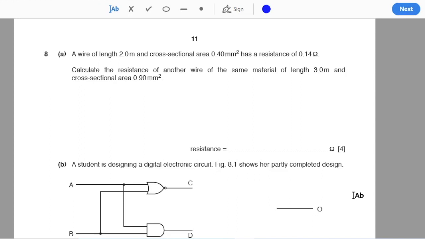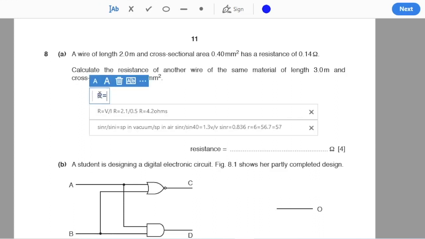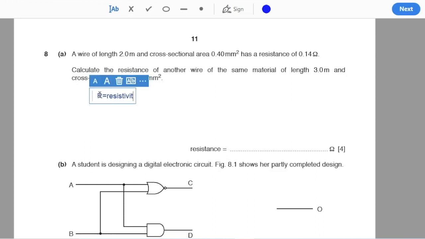Question number 8, part A. A wire of length 2 meters and cross-sectional area 0.4 millimeters square has a resistance of 0.14 ohms. Calculate the resistance of another wire of the same material of length 3 meters and cross-sectional area 0.9 millimeters square. So the formula related to this question is resistance equals resistivity multiplied by the length, and that is divided by the cross-sectional area.